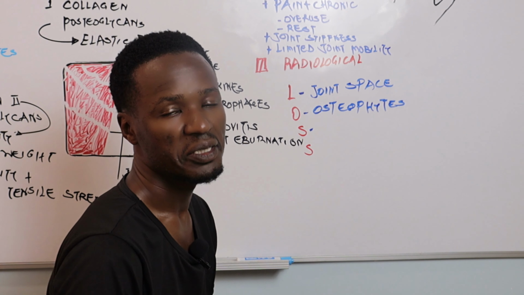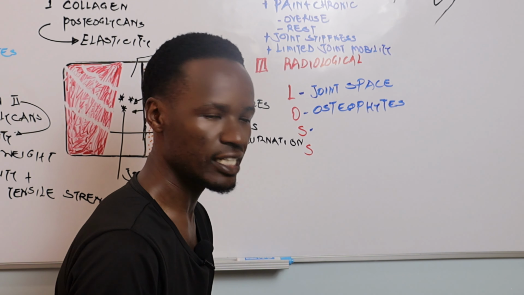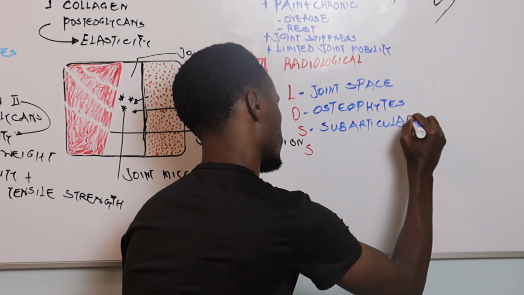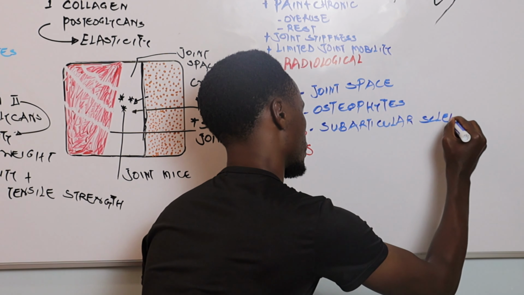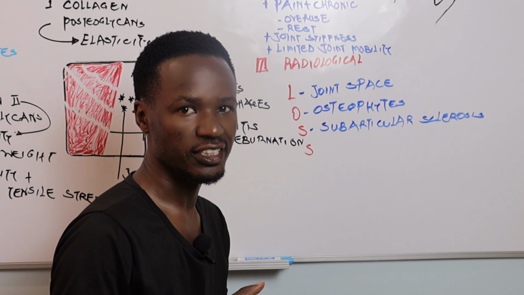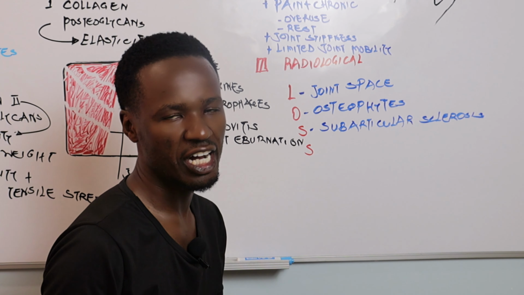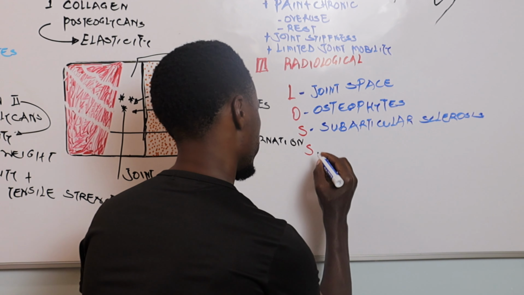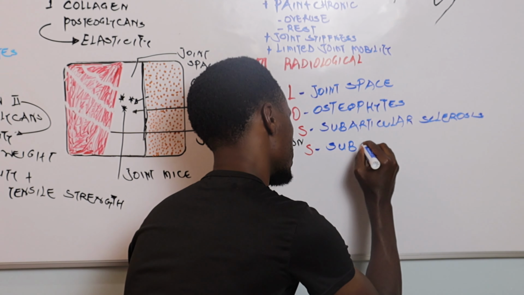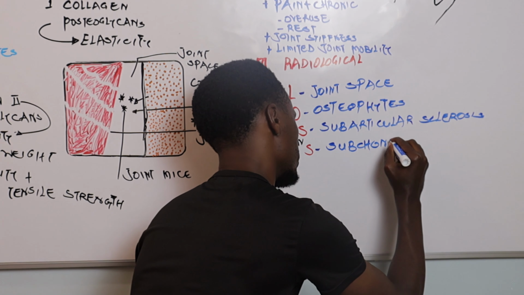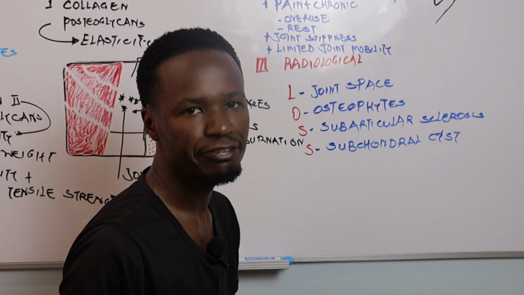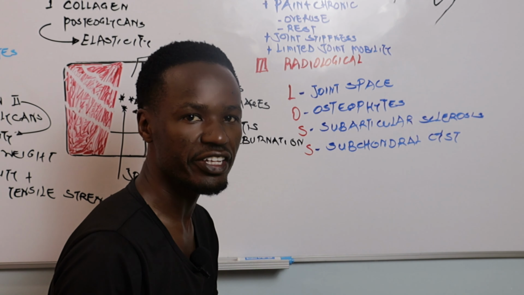For S, it means subarticular sclerosis. And what this means basically is that there is increased density at these areas of the bones where they are coming into contact with each other. For this other S, it means there is subchondral cyst. And subchondral cysts are fluid-filled spaces within the bone.